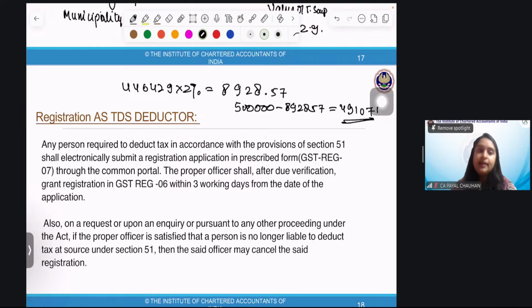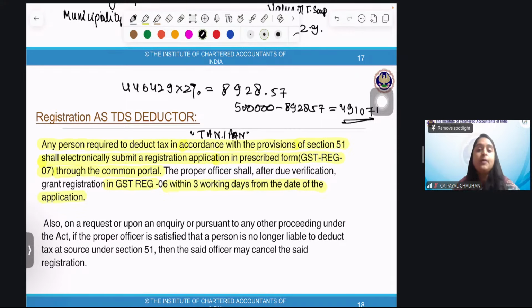Perfect. Now we'll do registration as TDS deductor. Any person required to deduct tax in accordance with the provision of Section 51 shall electronically submit a registration application in the prescribed form, and the form is GST REG 07, through the common portal. The proper officer shall, after due verification, grant a registration in GST REG 06 within 3 working days from the date of the application. Usually, PAN number is submitted for getting registration, or in some cases TAN number.